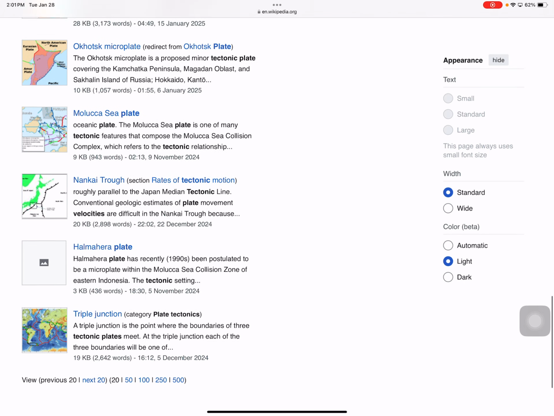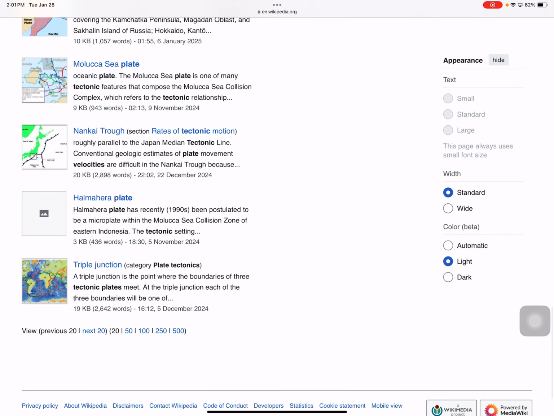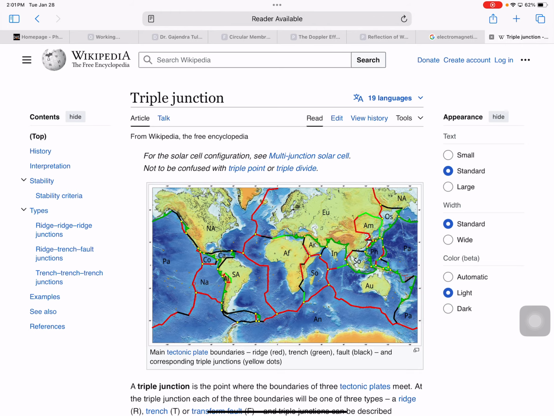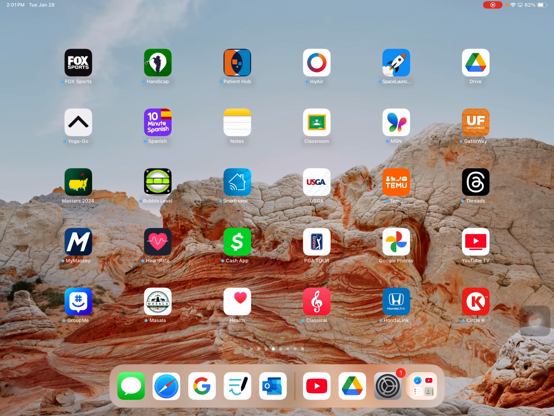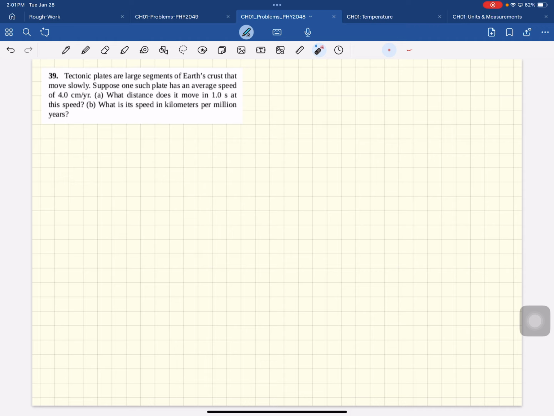Anyway, you can find a map that shows you. All right, so this problem is, you can find diagrams that'll show you the relative motion of the plates and all that kind of stuff, okay?